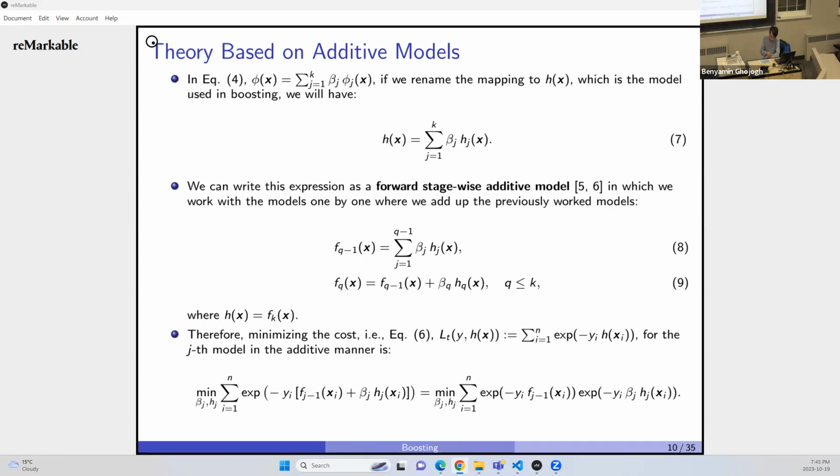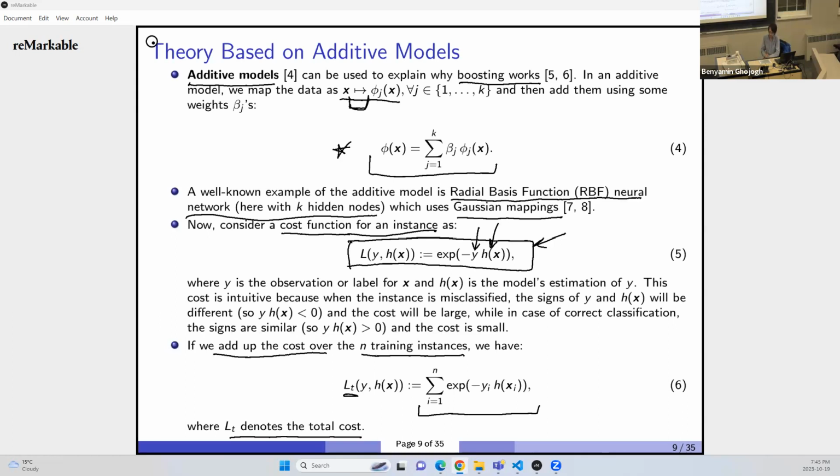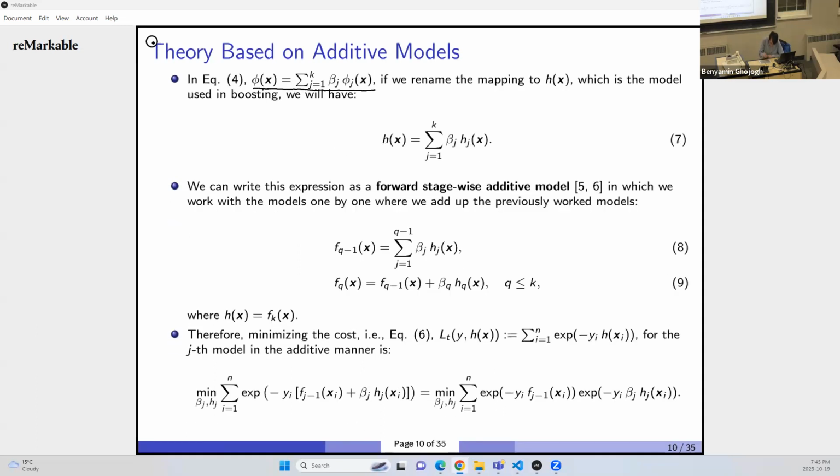Now, in equation 4, where was the equation 4, which is here? Phi of x is this, right? This is what we had in additive model. If we rename the mapping to h of x, assume my mapping is the model h of x, okay? Do you remember? Recall preliminaries. I said machine learning model is like a map. Okay. H of x. Then the additive model becomes this. H of x is summation of beta j hjx. Where did we see that? This is exactly the aggregation in the AdaBoost, right? In the boosting. We saw that.